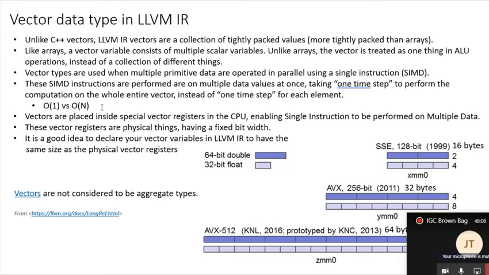Now, these vector registers are actually physical things, having a fixed bit width. It is a good idea to declare your vector variables in LLVM IR code to have the same size as the physical vector registers, for helping the compiler with register allocation. It will put them in the physical vector registers, achieving the optimal possible performance, making sure that the operations are indeed vectorized. And unlike structs and arrays, vectors are not considered to be aggregate types according to the LLVM language reference.